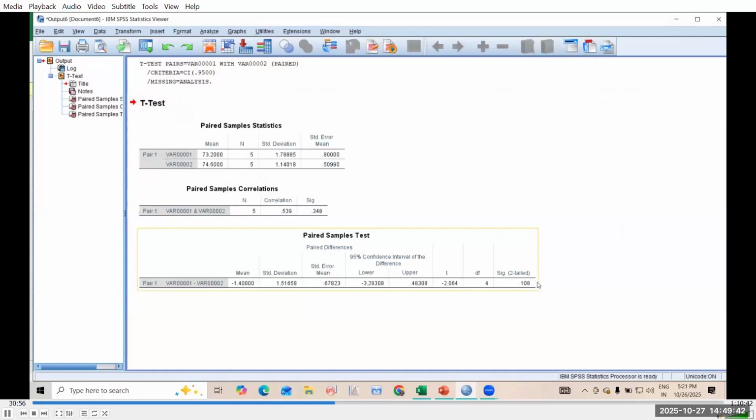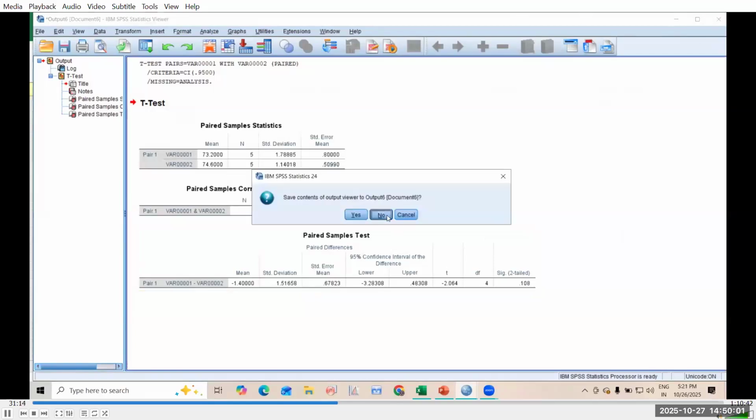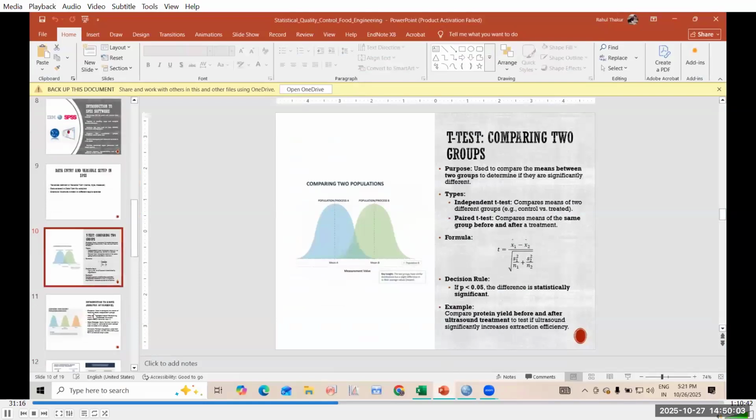So it clarifies whether the addition of anything to any process or any technique or any materials to the sample significantly differs or not from the whole batch. Okay, let's go to the next slide.